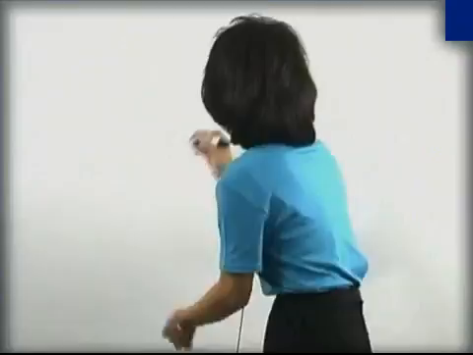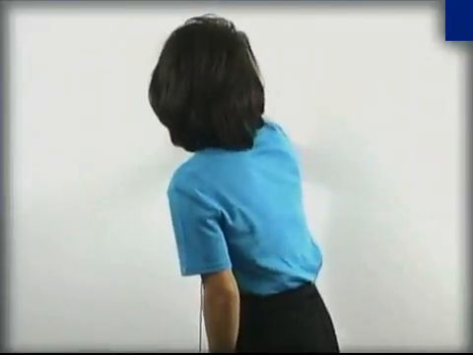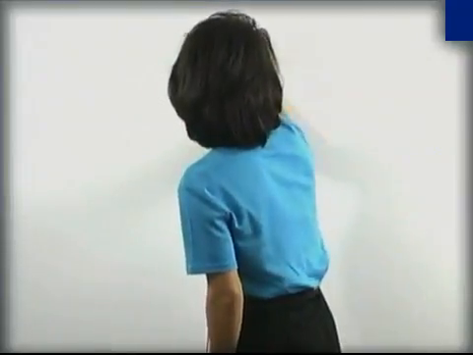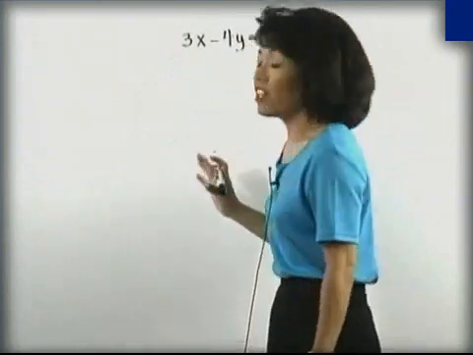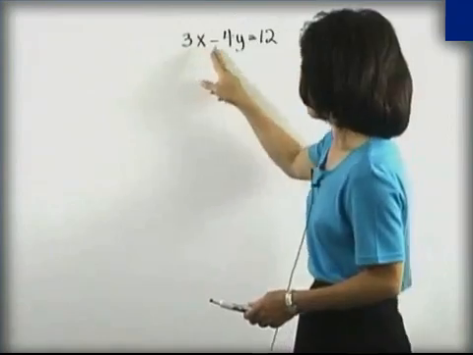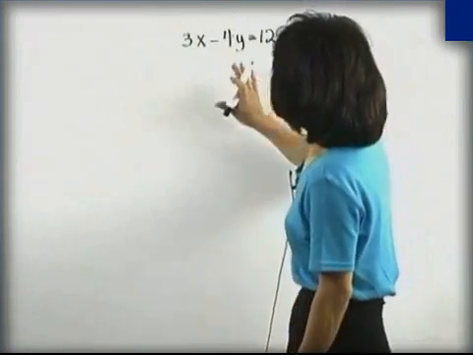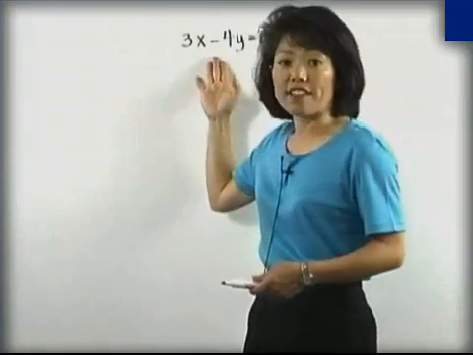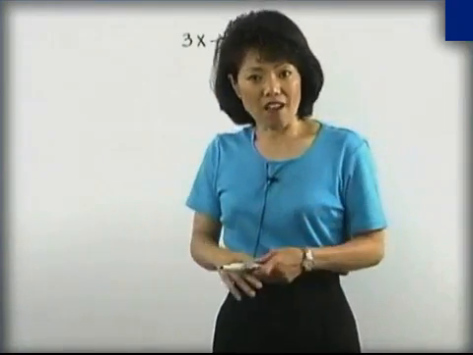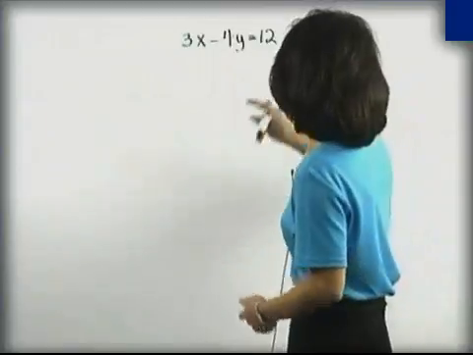Now what we're going to do here is look at the following equation: 3x minus 4y equals 12. This is a linear equation in two variables, x and y. We're going to learn this in the next couple of sections. When we graph this equation, it's going to turn out to be a line. That's why we call it a linear equation.